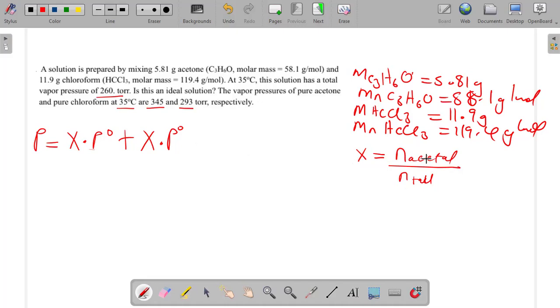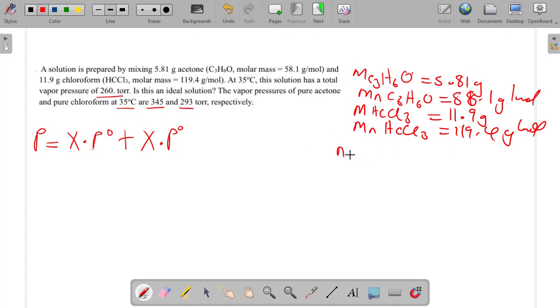So we're going to get the number of moles of acetone divided by the number of moles of acetone plus the number of moles of chloroform. So we get the total number of moles. That tells us that we need to know the number of moles for our acetone and also the number of moles for chloroform. Then those values are going to help us find the mole fraction, isn't it? So let's do that.